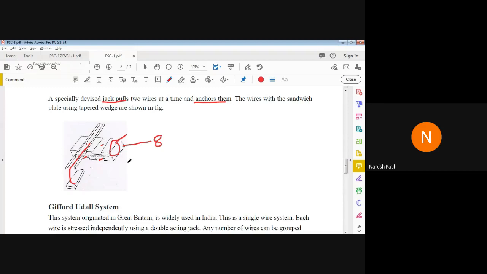In Freyssinet system, all the cables will be stretched at a time. But that case is not here. In this method, only 2 wires will be stretched at a time. And after stretching these two wires, the plug or the sandwich plate will be inserted here and it will lock the cable.